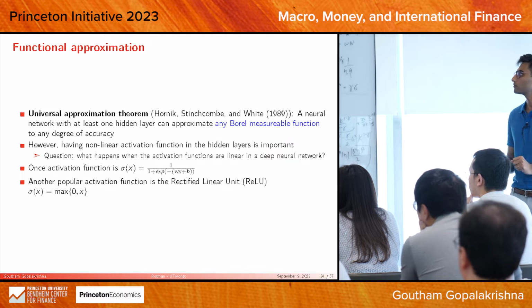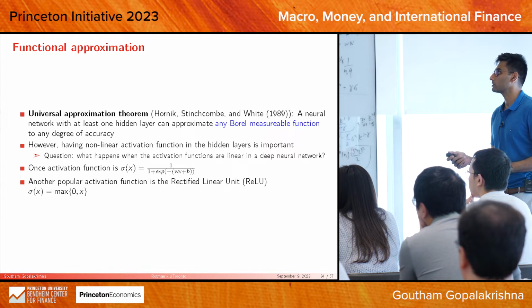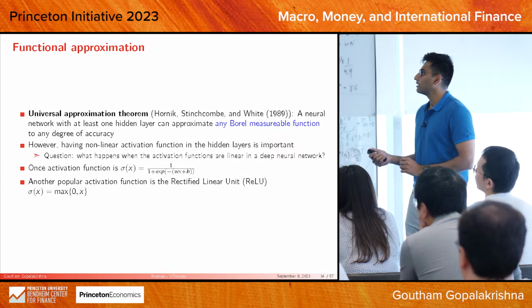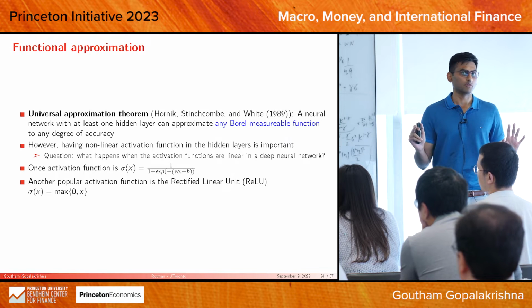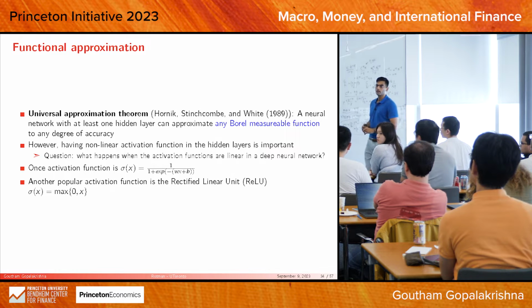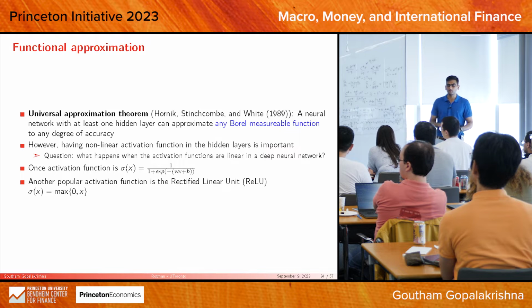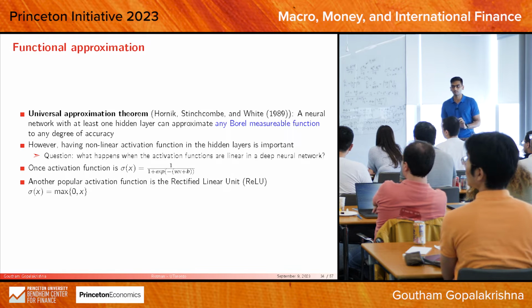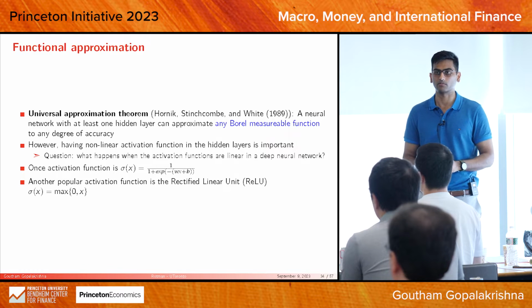I talked about this briefly before. Neural networks are good function approximators. The theoretical result comes from the universal approximation theorem. A network with just one hidden layer is enough to approximate any Borel measurable function. Okay. It doesn't need to be continuous. It just has to be measurable. That's all. Yeah, if you have a function with jumps, you can approximate it.